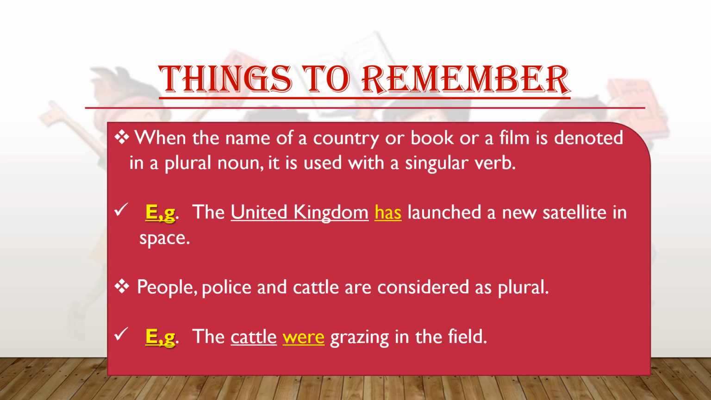People, police and cattle are considered as plural because, of course, a group of persons together, they are known as people. Police, the complete police force together, is known as police. Cattle, we all know they are a group. So these three words are always considered to be plural, and we use a plural verb with them. Let us take an example for the same. The cattle were grazing in the field. Since cattle is a plural subject, we've used the plural verb "were" over here.